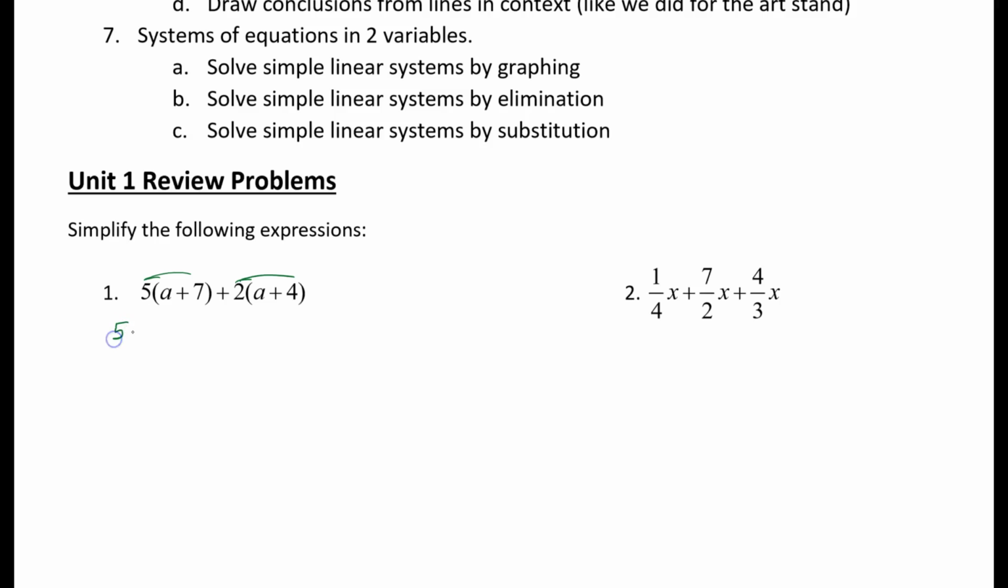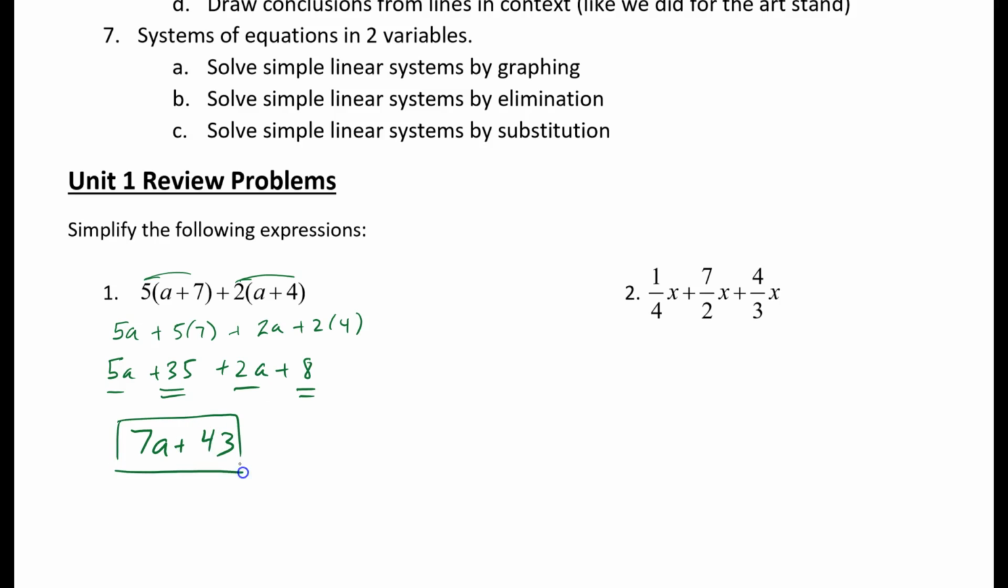So 5 times A plus 5 times 7 is the first term here. And then 2 times A plus 2 times 4 is the second term. We're going to go ahead and just combine these numerical values here. 2A plus 8, and then we're going to combine like terms. We have the A terms here, 5A's plus 2A's is 7A, and then 35 plus 8 is 43.